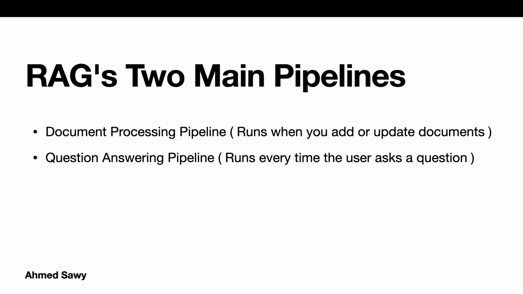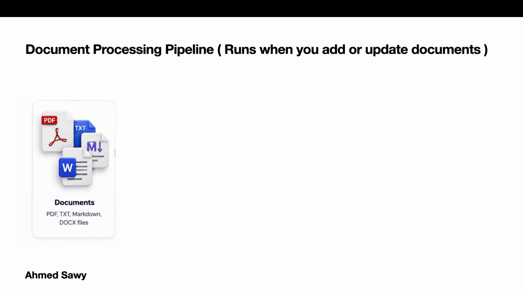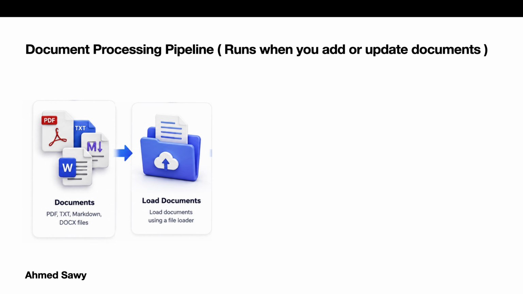Now let's get back to our two main pipelines. In the previous lesson, we talked about the two main pipelines. Inside the document processing pipeline, our first step is loading the documents. The documents can be PDF, Word, text, or any other file types. So we have those documents and we need to make our first step loading them, so we can do a lot of processing on those documents to get the data from them and use that data inside our RAG project. So how do we read those files?